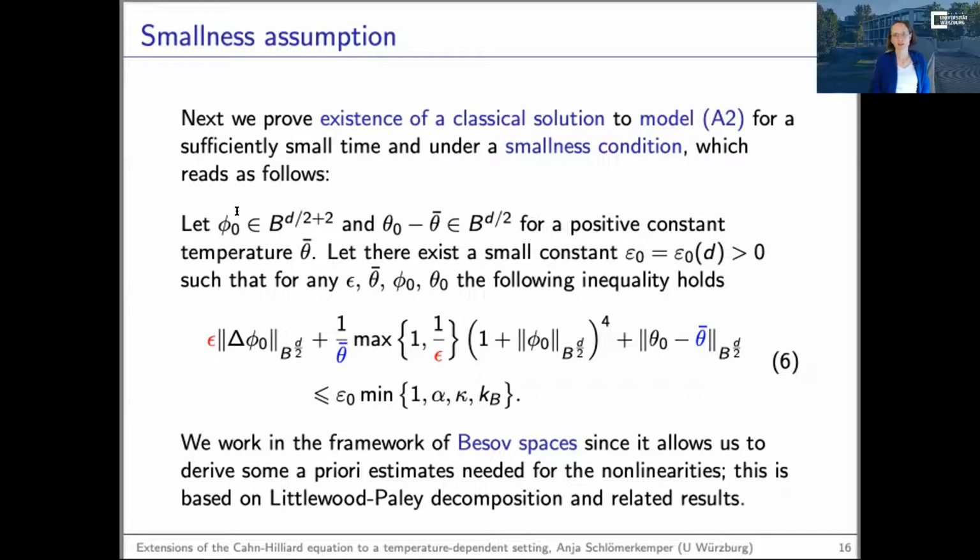Let phi0 be the initial condition in the space B d over 2 plus 2. This is a Besov space, and we used the Besov spaces here, not the Sobolev spaces, because this yields better a priori estimates that we need for the nonlinearities. So we make use of the Littlewood-Paley decomposition and the Fourier analysis to get these a priori estimates. This turned out to be useful, but this also means, I have not said this before, that we work on the whole domain. So we work on R^d, this d being bigger or equal to 1. So the physical case, of course, would be 2 or 3.